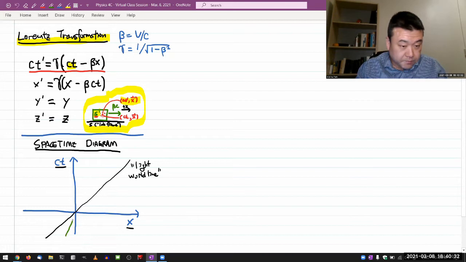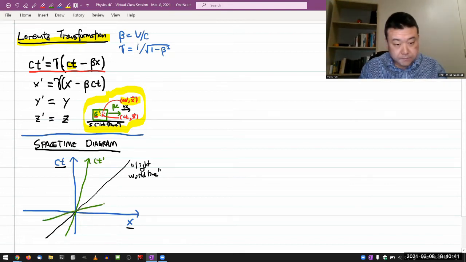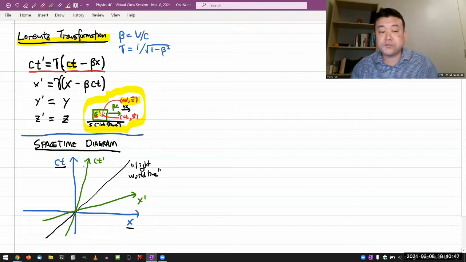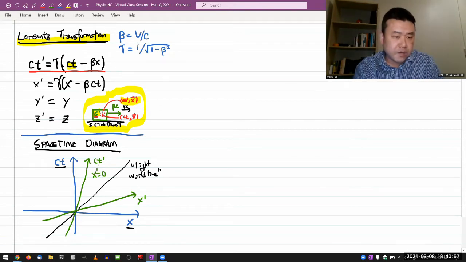This is going to be the ct prime axis, and this is going to be the x prime axis. I think the ct prime axis is easy to understand. It's the set of points where x prime is equal to zero. Whichever point within the vehicle you said is x prime equals zero, this is showing how that point moves in the reference frame of the lab frame. We had something similar in Galilean relativity. I think this is pretty easy for us to comprehend.